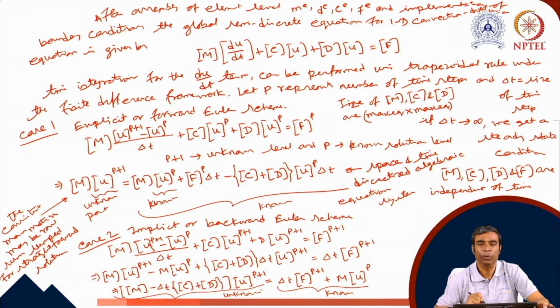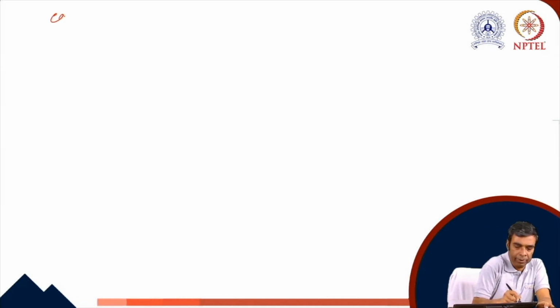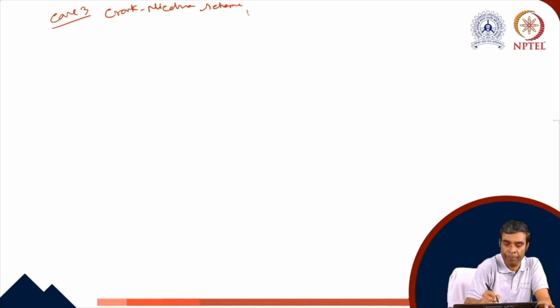Now we know that the Crank-Nicholson scheme is found by taking the average of the forward and the backward difference schemes. So case 3, this is the Crank-Nicholson scheme. This is second order accurate in time. The order of accuracy is order of delta t whole square. Like the backward Euler scheme, this is also unconditionally stable.